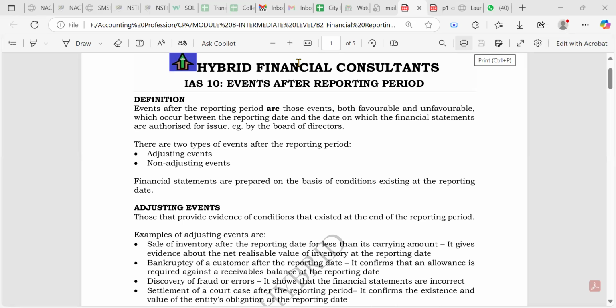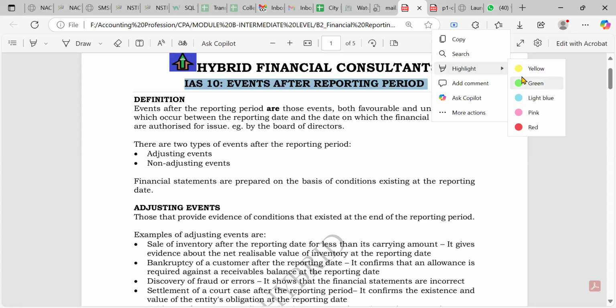As you see, the standard is called IAS 10. International Accounting Standard number 10, events after reporting period. Now, you need to know why we speak about this.